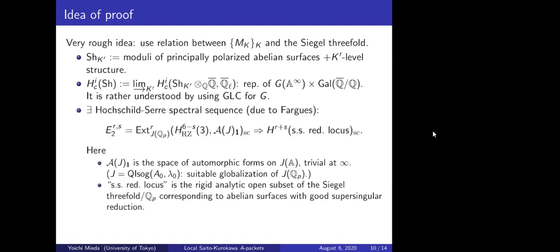And I'd like to relate the cohomology of this local object and this global object. This is done by a Hochschild-Serre type spectral sequence, which is due to Rolland Fargues. This is a spectral sequence like that. The E2 term is an extension group of the cohomology of the Rapoport-Zink space, and this is the space of automorphic forms on J.